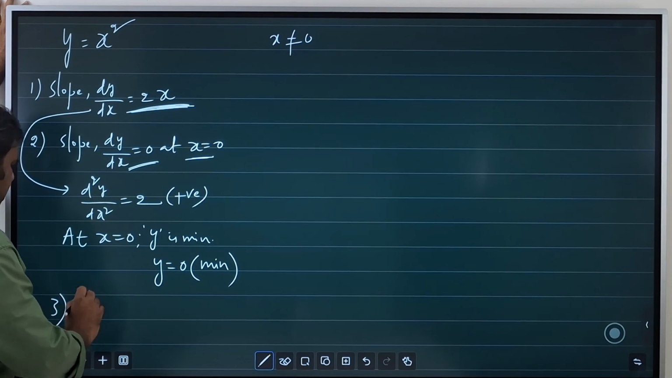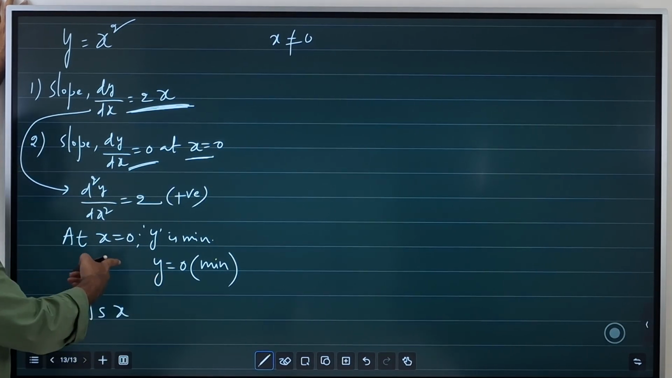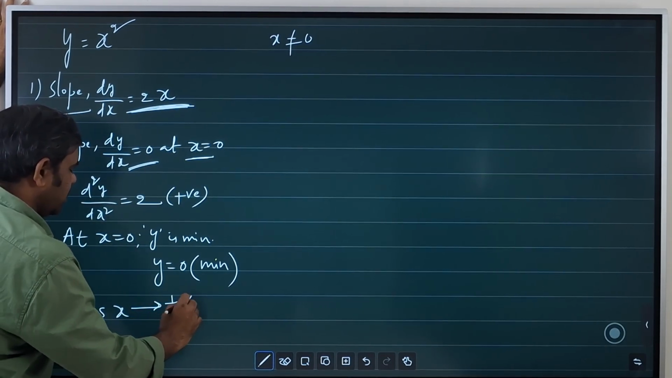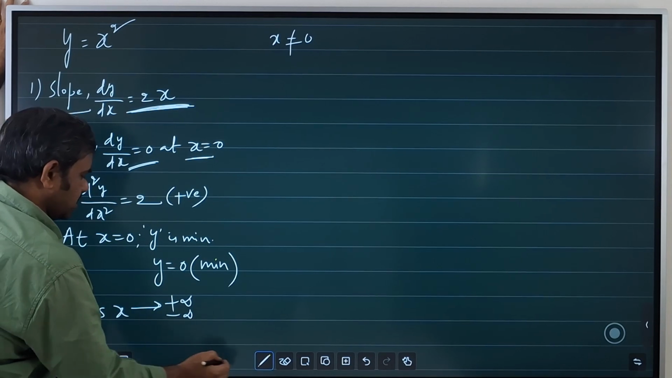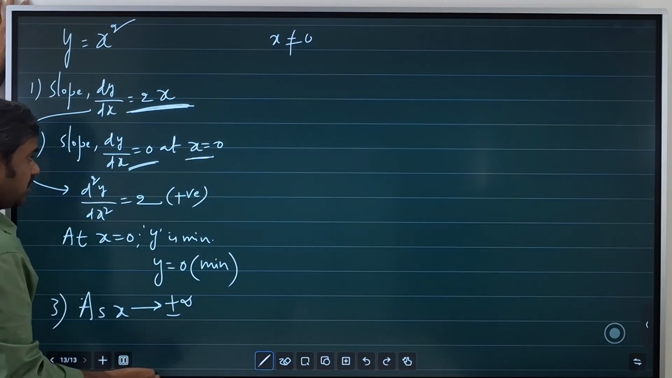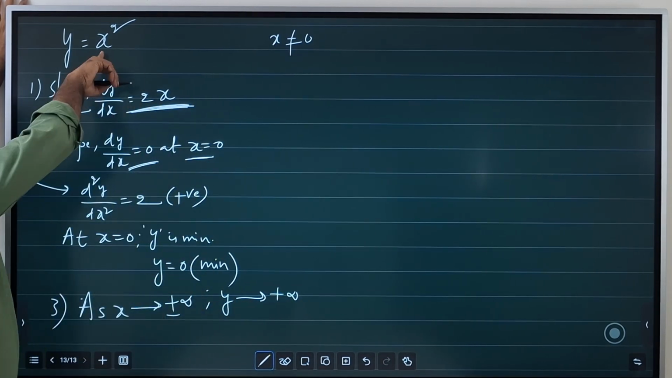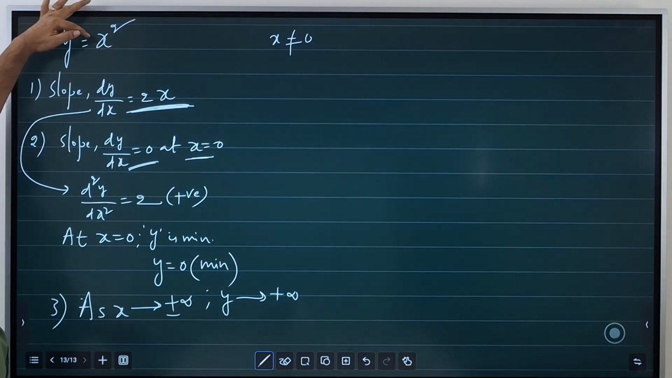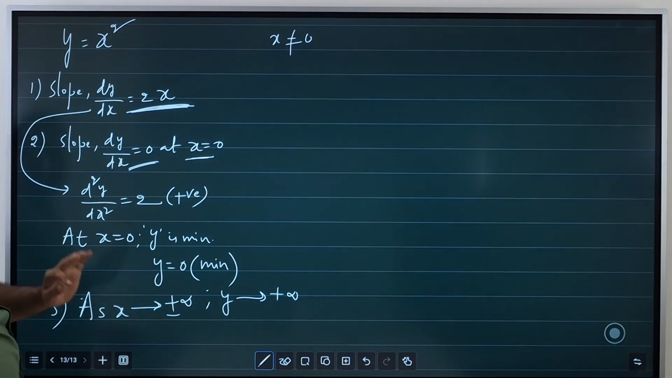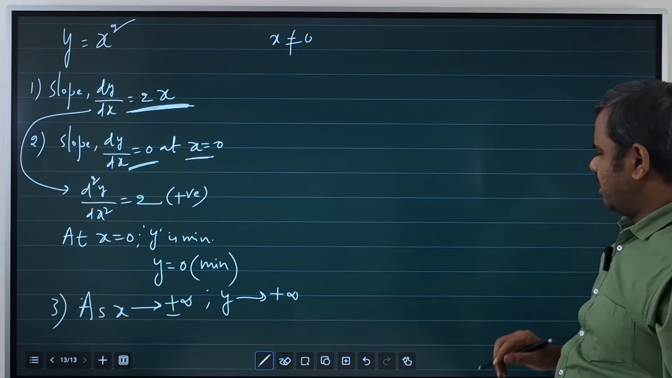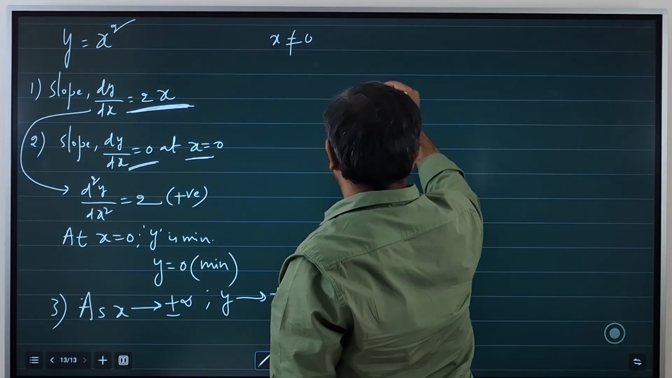And the third one, we got x-intercept, y-intercept, the graph passes through origin. As x tends to plus infinity or minus infinity, in both the cases, as x tends to plus infinity, y tends to plus infinity. As x tends to minus infinity also, y tends to plus infinity, because for negative large values of x, y is positive. Now let's draw the graph.